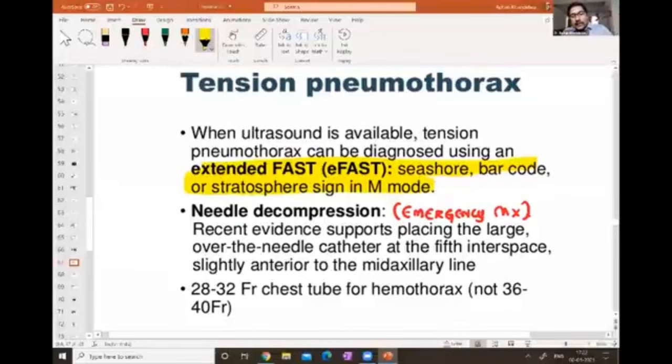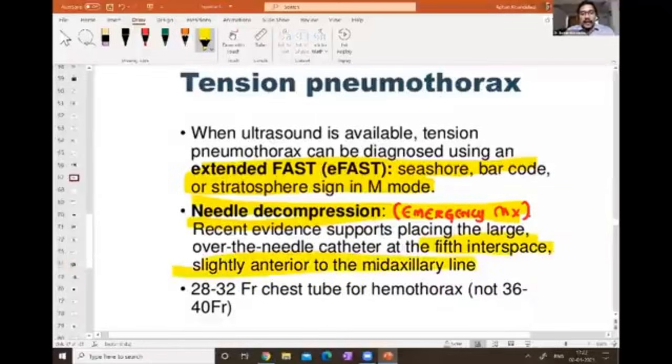The update is now the needle is inserted in the 5th intercostal space, just anterior to the mid-axillary line. That is where we insert the needle now. Earlier, it was inserted in the 2nd intercostal space in the mid-clavicular line, but now it has changed.